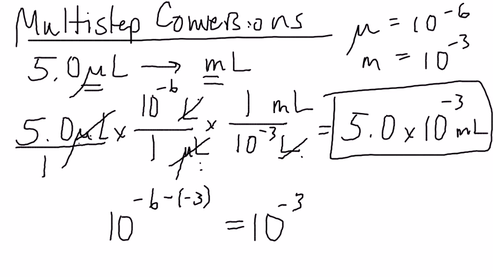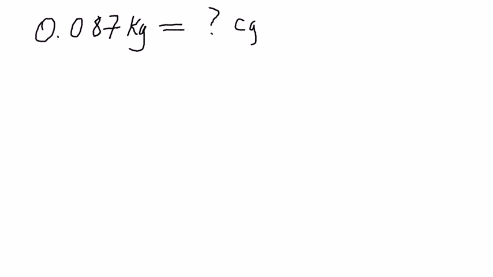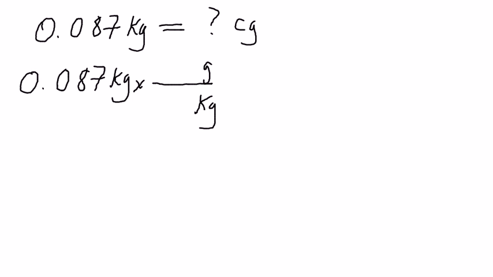Let's try another. Let's say what you have is 0.087 kilograms, and what you want to know is how many centigrams is that? We start with 0.087 kilograms, and we convert the kilograms to our base unit of grams, and then we convert grams to centigrams.